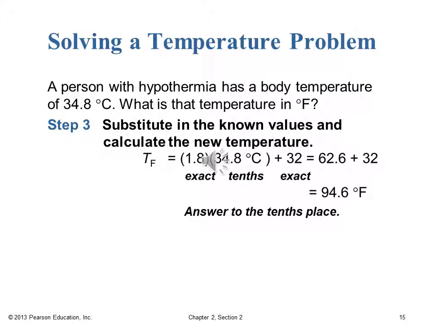Okay, so finally substituting in the known values and calculating that new temperature, we have 1.8, which is an exact number. It's not subject to sig fig rules. Multiply that by the 34.8 degrees Celsius, which has 3 sig figs, and then we add 32 to that result, which is an exact number, doesn't affect sig figs. So we get 62.6 as the result of multiplying 1.8 times 34.8. Plus 32 to get a final answer, also in the tenths place, also with 3 sig figs, 94.6 degrees Fahrenheit.